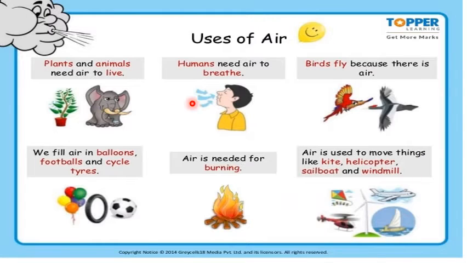So now we will discuss uses of air. You know that air is very important for human beings because humans need air to breathe. Plants and animals need air to live. Birds fly because of air. We fill air in balloons, footballs and cycle tires. Air is needed for burning, and air is used to move things like kites, helicopters, sailboats and windmills.